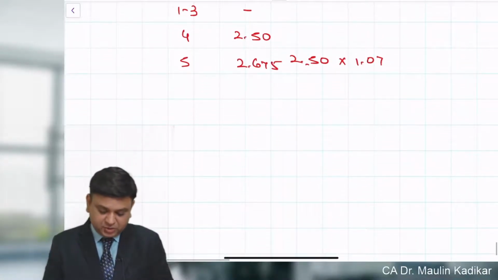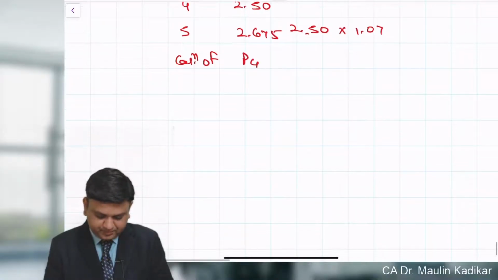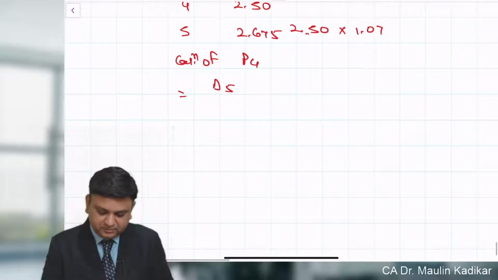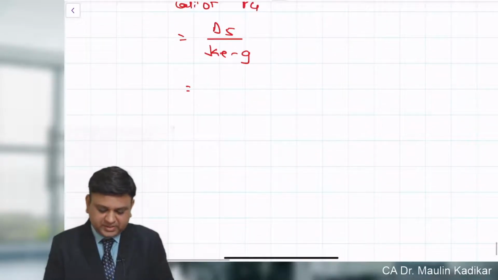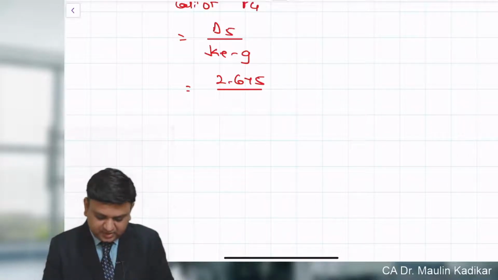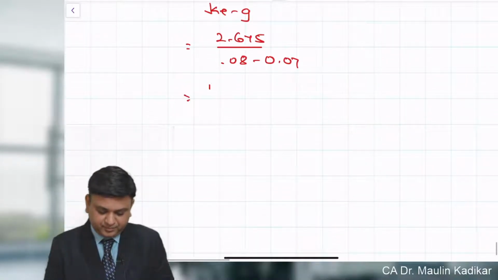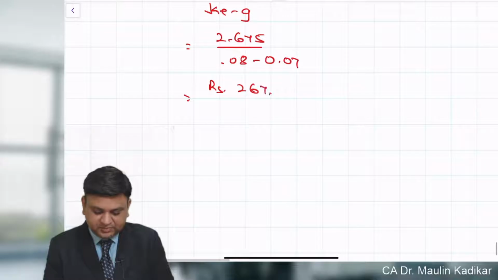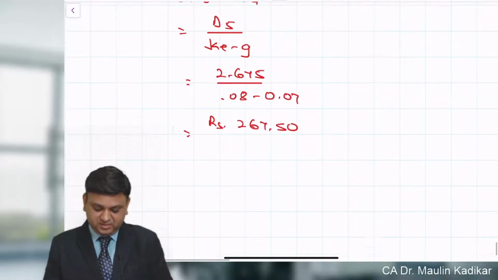Then we'll make the calculation of P4. It will be D5 divided by K minus G. So it is 2.675 divided by 0.08 minus 0.07. That comes to rupees 267.5. That is how P4 will be calculated.